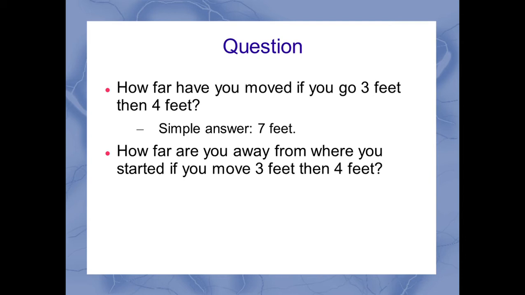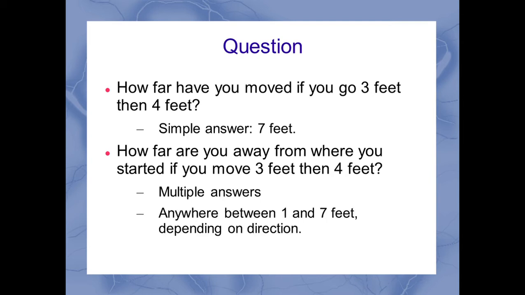And if you've gone 3 feet, then 4 feet, you've gone 7 feet. But what if I were to ask you instead, how far are you away from where you started if you move 3 feet, then 4 feet? That's one of those obnoxious trick type questions because there isn't just one answer. It really depends on how you traveled those 3 feet, then 4 feet. Because really you could be anywhere between 1 and 7 feet, depending on how you completed those two movements. So you have to be careful being specific about things when you're asking a question, especially in physics.